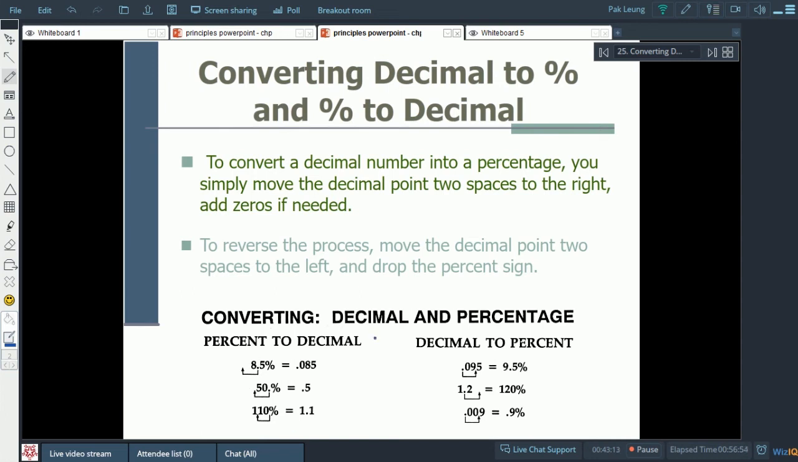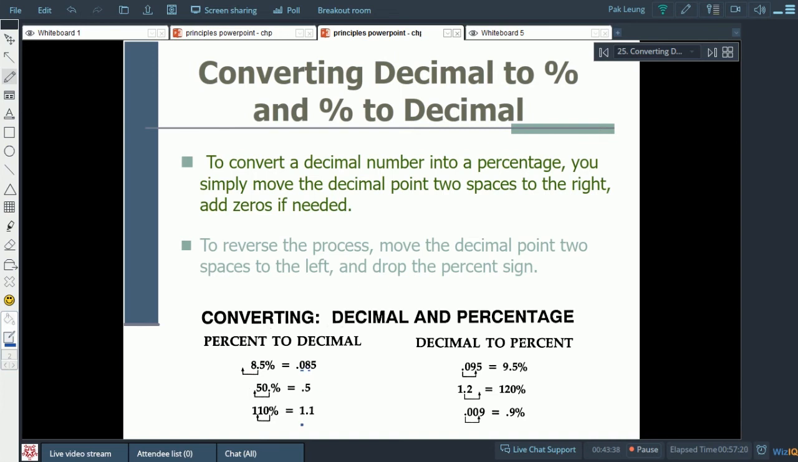Now, how do you convert percent to decimal and decimal to percent? So percent to decimal is easy, right? You have your percent. You just divide by 100. So you move the decimal place 2 places to the left.